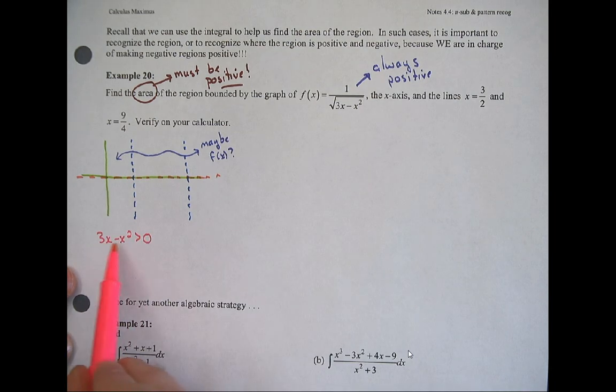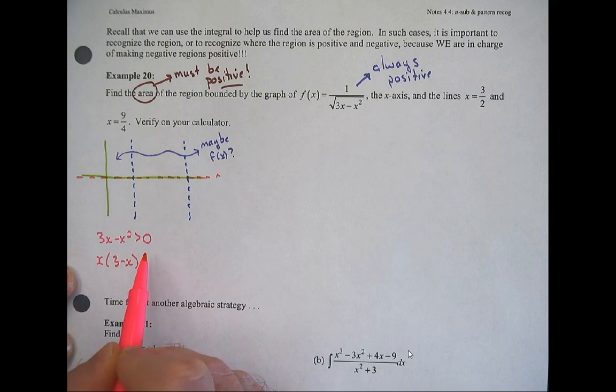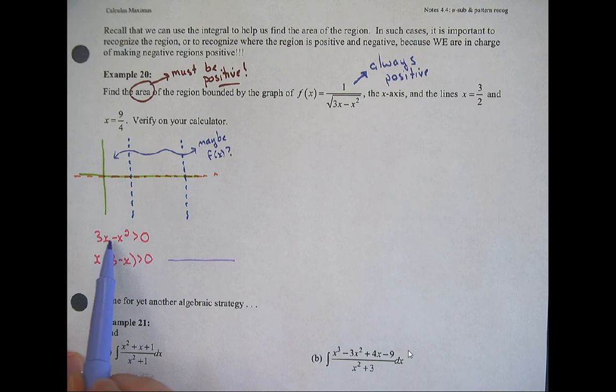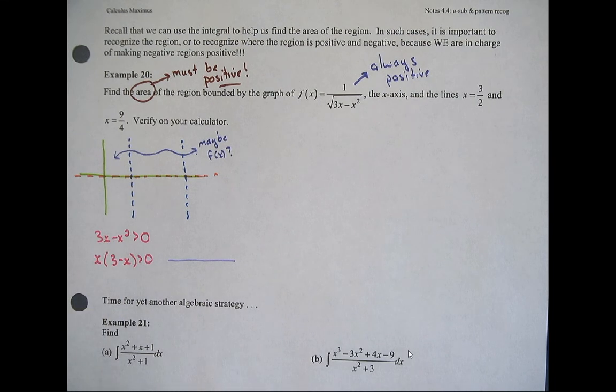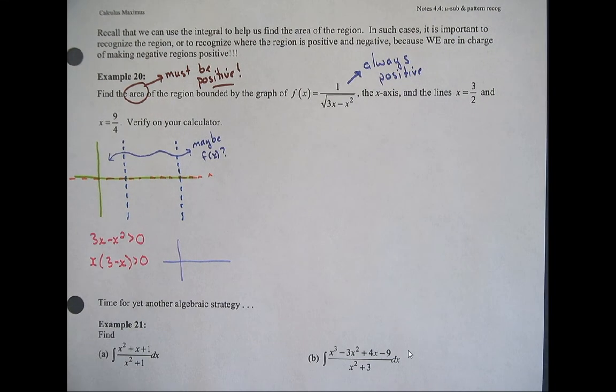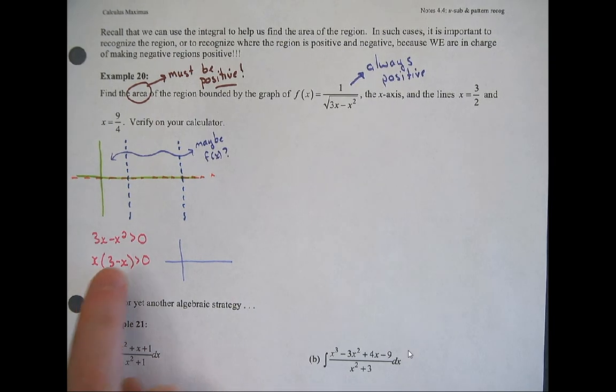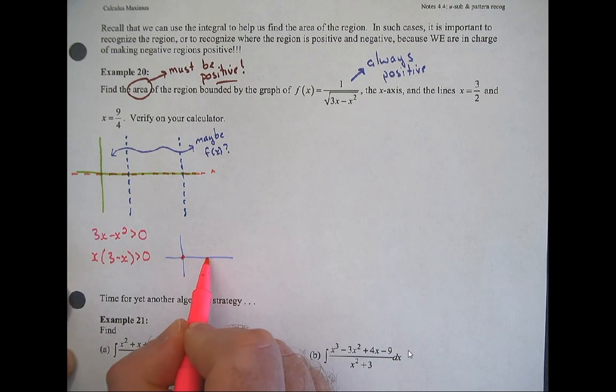Let's try to make a sketch of this function to see where we've got any issues. If I factor out an x, that's going to leave behind 3 minus x is greater than 0. I'm not going to go any further. I don't want to make a sign chart. I want to get a quick sketch and get moving on. What is this graph going to make? It's going to make a parabola. What are the zeros of this parabola? At 0 and at 3.